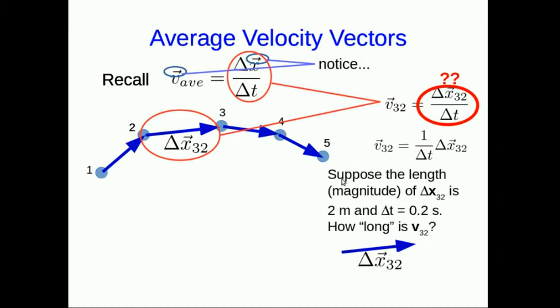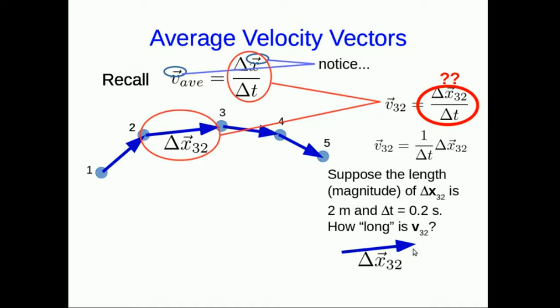Well, what length? Suppose that the length of this delta x32 is 2 meters. And let's just say that delta t is 0.2 seconds, right? These numbers are just a sequence of numbers, not actual times. So then how long is v32? Well, if you just do the division, you might say, oh, well, it's 10 meters per second. But saying that the vector is 10 meters per second long is just like me saying a few lectures ago that my age is 43 kilometers. Right? Meters per second aren't a unit of length, but our scale in the diagram is in meters.